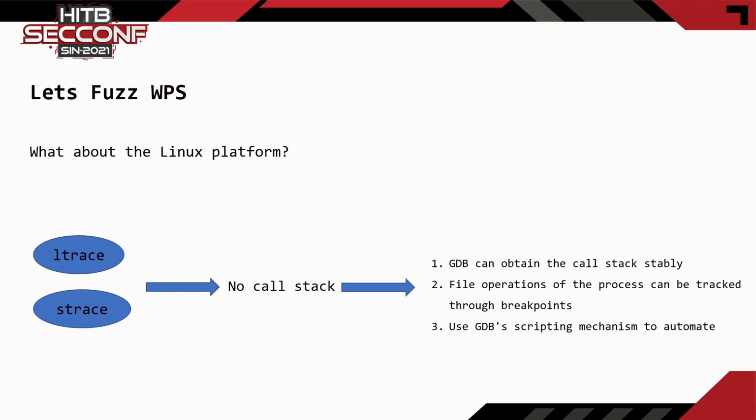Its implementation is to set breakpoints on commonly used file operation functions. Then it will check the file name after the program hits a breakpoint. If the file operation is for the target file, the call stack is recorded.